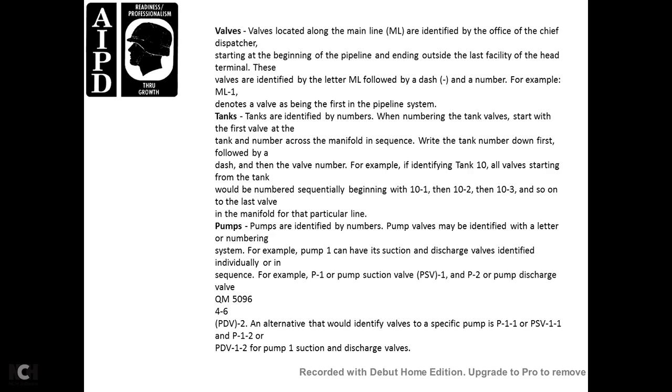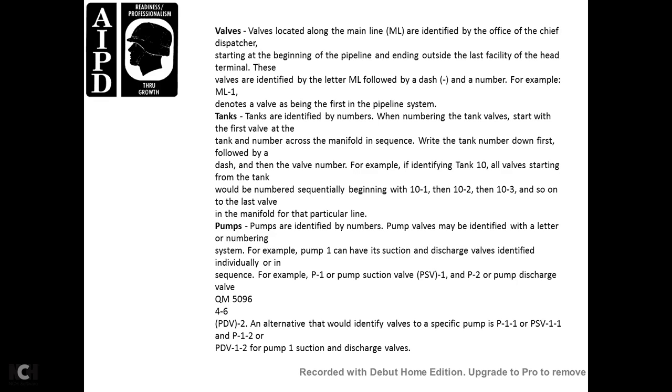The tanks are identified by numbers. The tank valves are numbered starting with the first valve at the tank that crosses the manifold, by the tank number followed by a dash and the valve number. For example, take tank number 10. All valves starting from the tank would be numbered subsequently, beginning 10-1, 10-2, 10-3, and so on, with the last valve being at the manifold for that particular line.